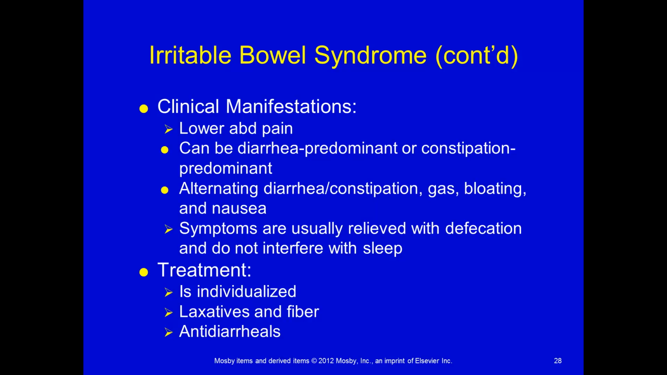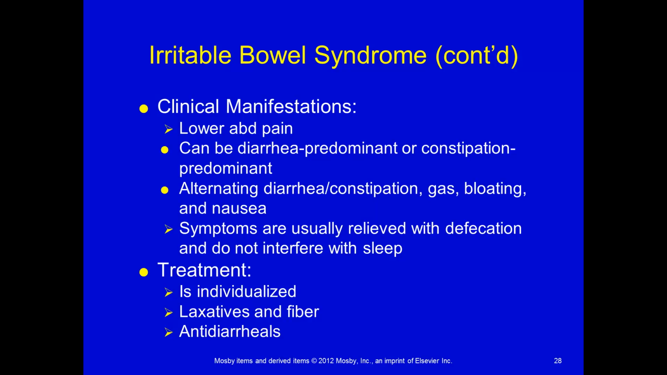Okay, so clinical manifestations of IBS. Lower abdominal pain, again, can be diarrhea predominant or constipation predominant or both. Again, you can see this alternating back and forth between the two. Also, quite commonly presenting as gas and bloating and nausea. And what's interesting with irritable bowel syndrome is that these symptoms are usually relieved, or at least certainly get better, with defecation and don't necessarily interfere with sleep or things like that.